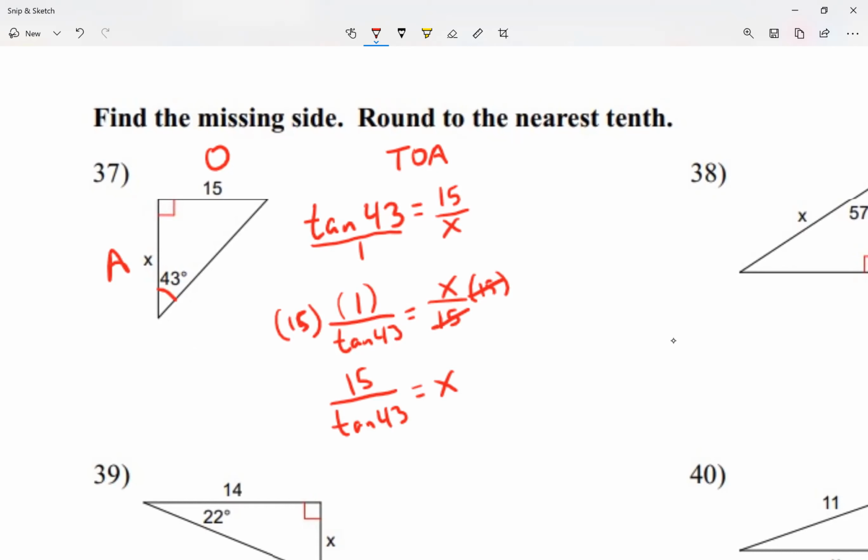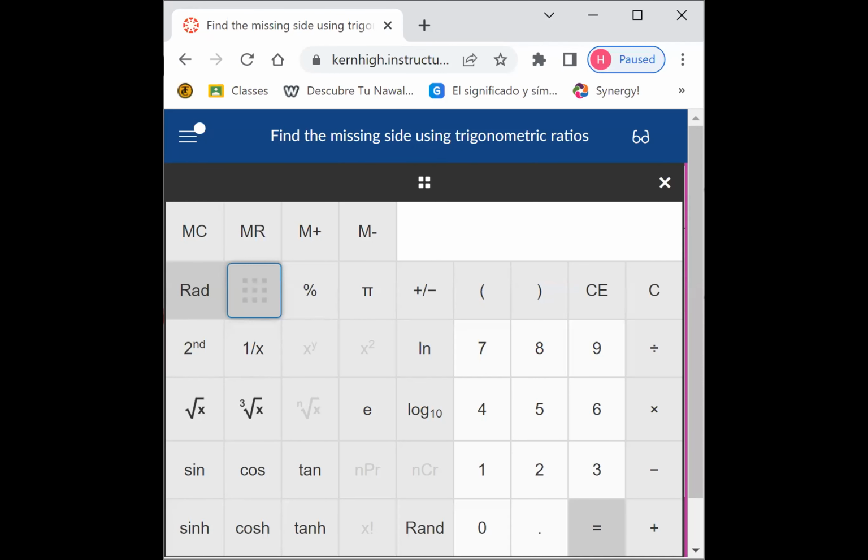So let me grab my calculator. Again, I'm going to use the one that you guys have in Canvas. Every time I open it, it's on radians. Got to switch that. Make sure you guys are dealing with degrees. And I'm just going to go 15 divided by tangent of 43. I'm going to type in exactly what I had. 15 divided by tangent of 43 equals.